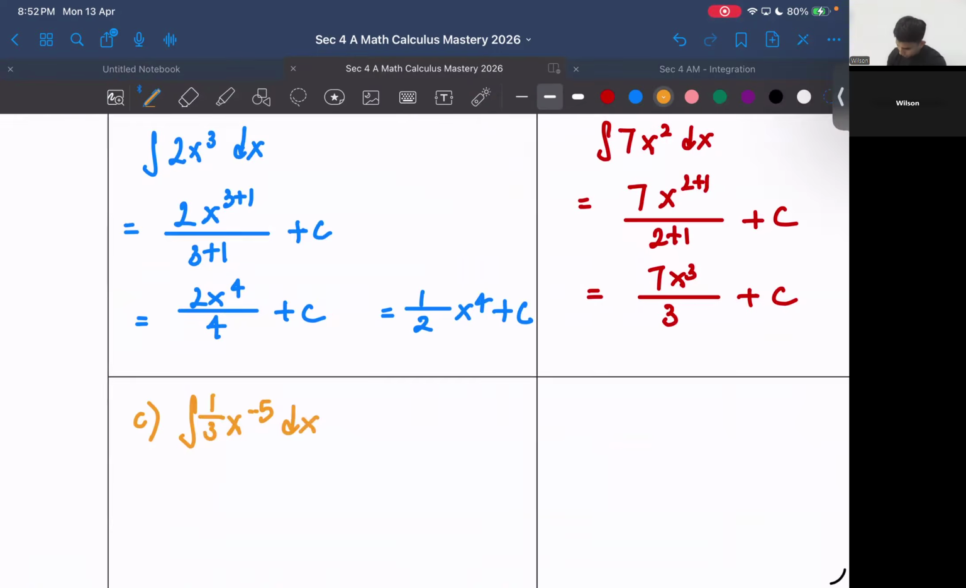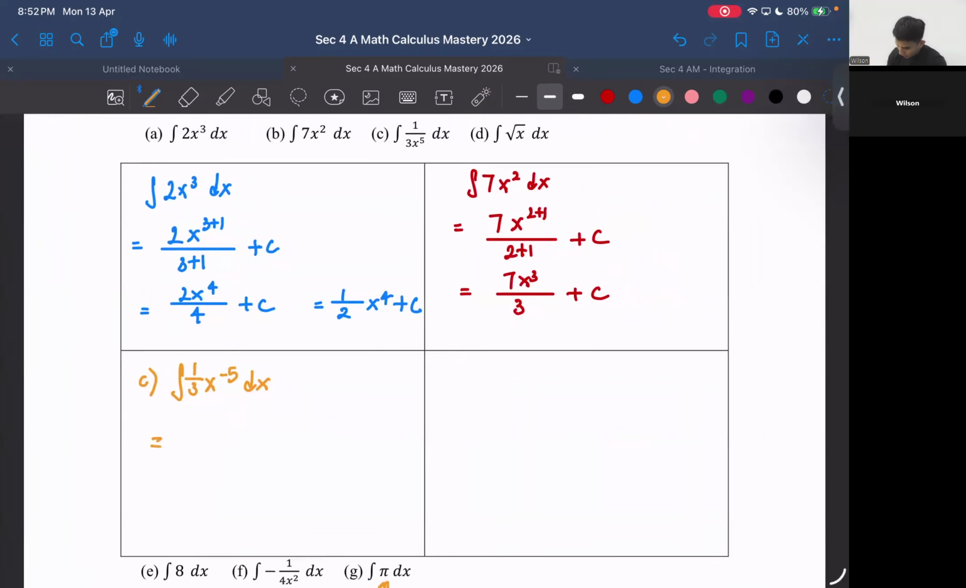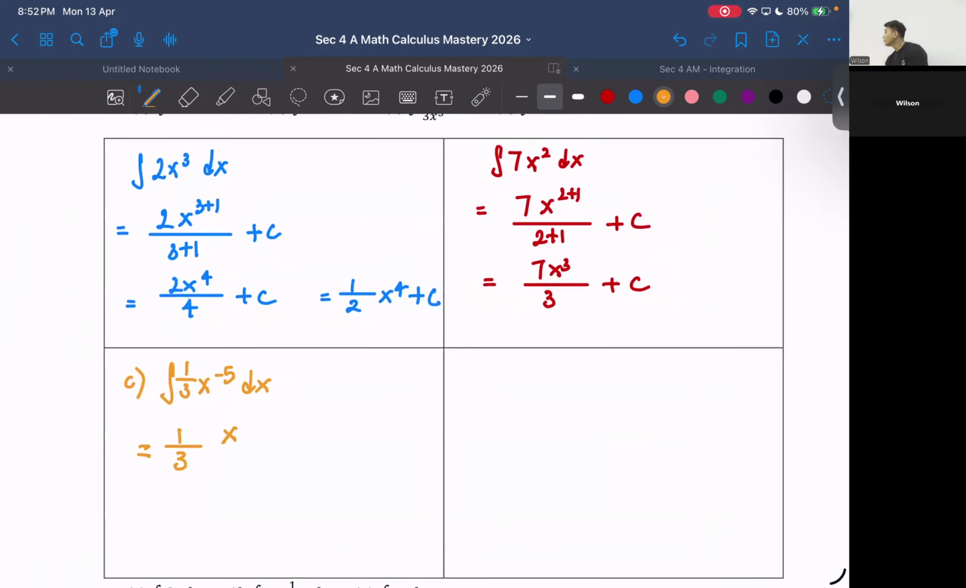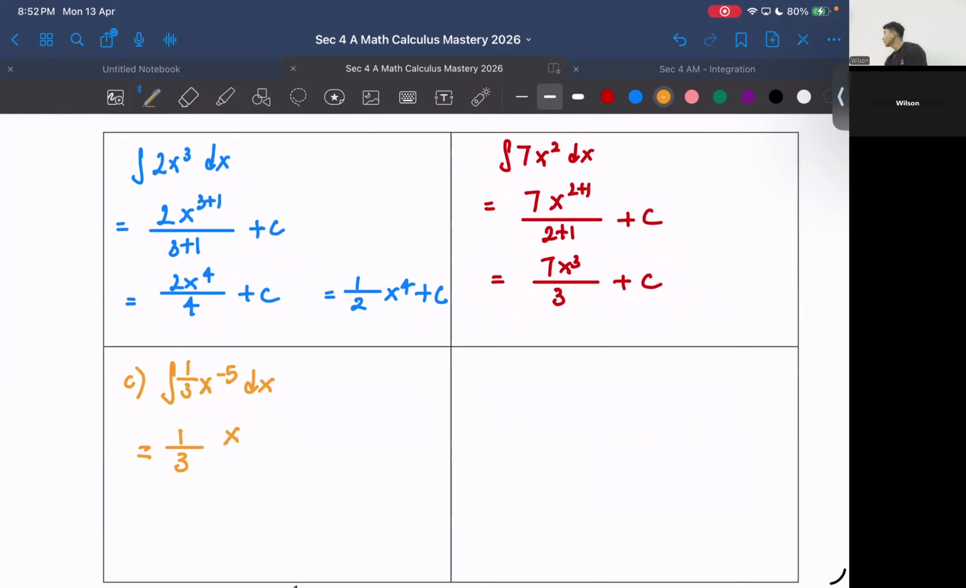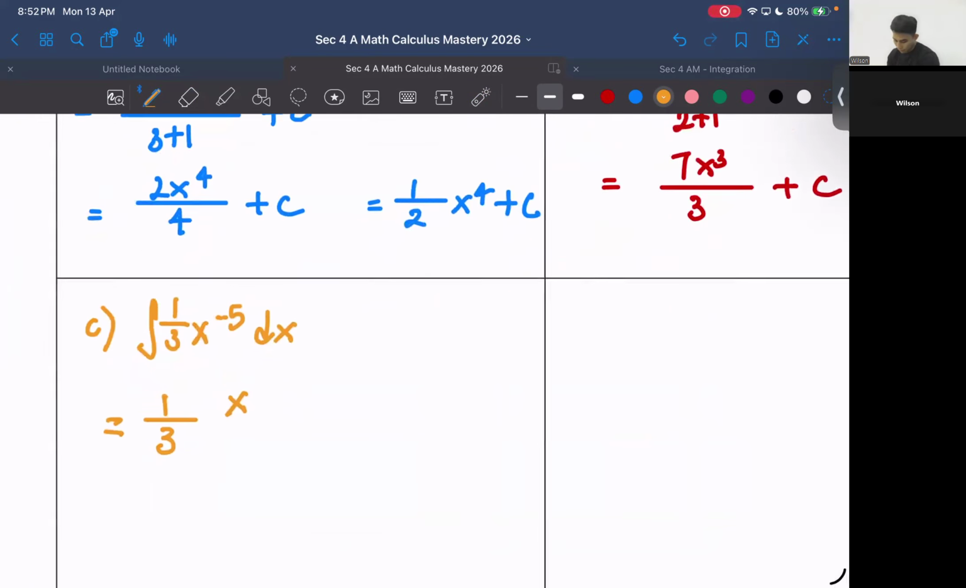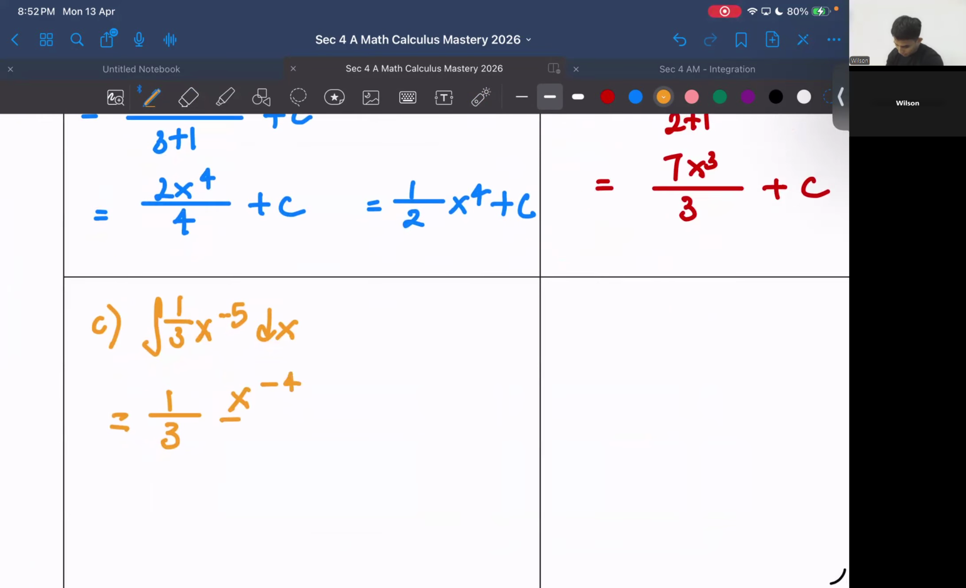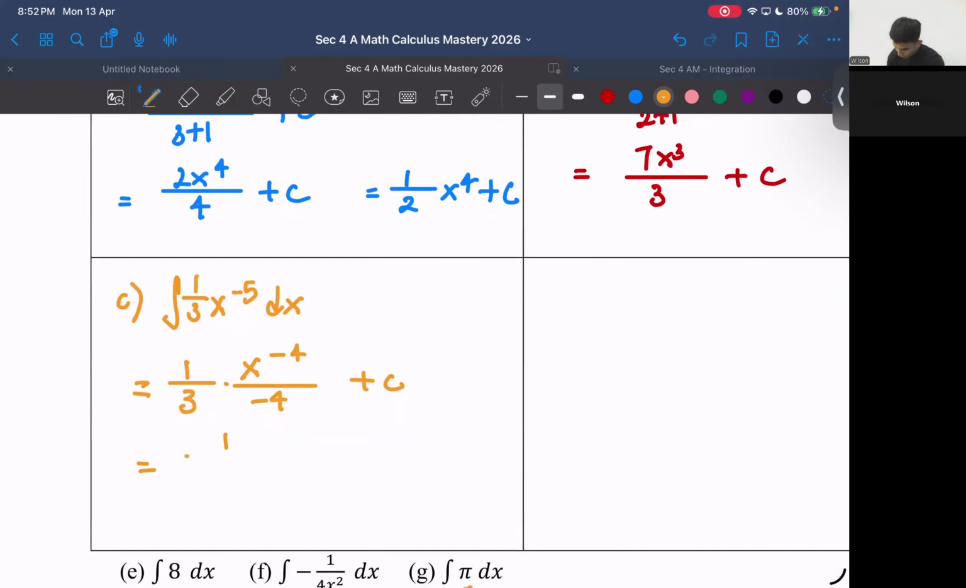Okay, so in this case, if I integrate, the coefficient I leave by itself, the x will be plus 1, right? So Xing Yi, what do I have? Minus 4, plus 1, then it becomes? Yes, thank you very much. Okay, minus 4 over here divided by minus 4 plus c. So in this case, I should have 1 over negative 12x to the power of 4 plus c.